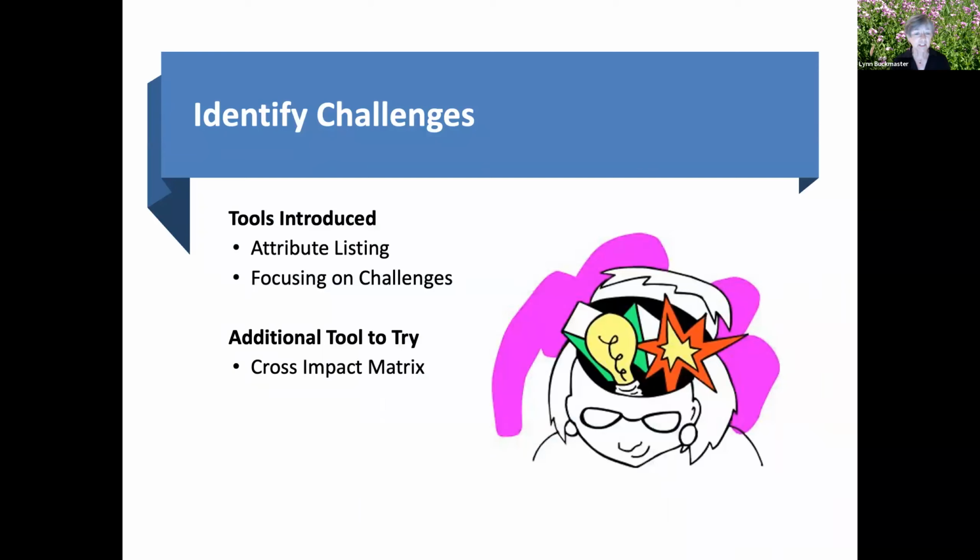So to identify challenges, we examine the tools of attribute listing and focusing on challenges. An additional tool to try that's in the publication is the cross-impact matrix. And I'm going to stop sharing.